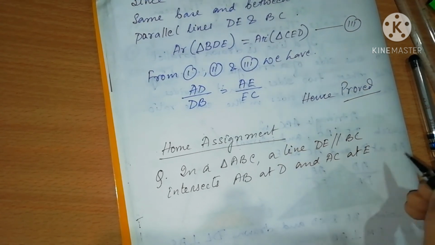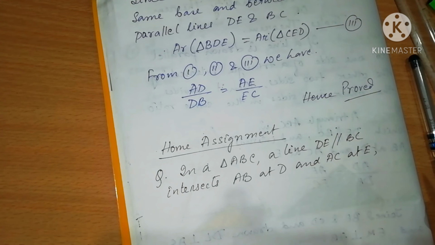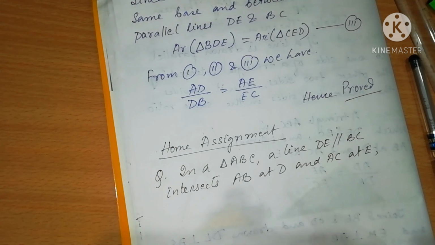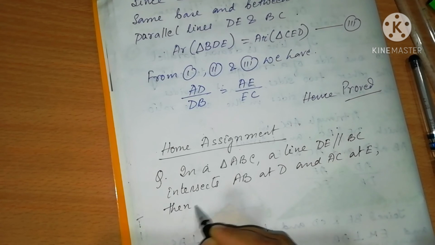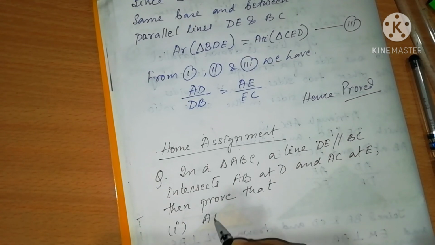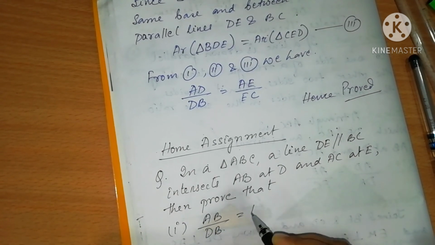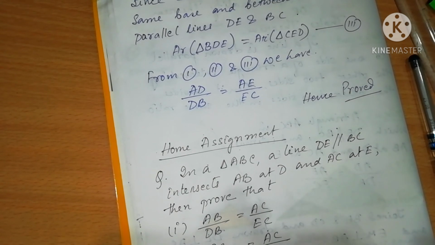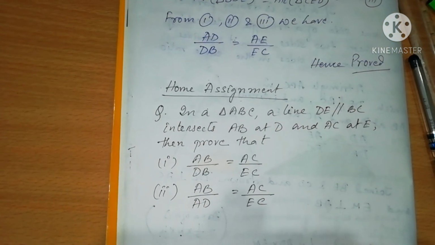So, home assignment: In a triangle ABC, a line DE parallel to BC intersects AB at D and AC at E. Then prove AB by DB equals AC by EC, and AB by AD equals AC by EC. So this question will be a home assignment for you.